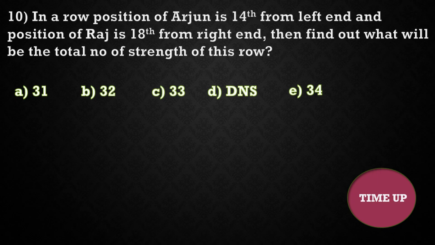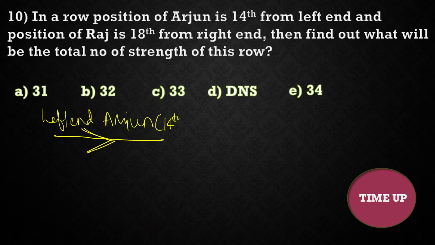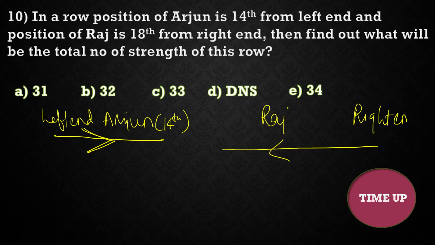Time up. So here they are saying that Arjun is 14th from the left hand, suppose this is my left hand. Arjun is 14th from the left hand. And one more is Raj. This is my right hand. So Raj is 18th from the right hand. They are asking to find out the total number of strength of this row.